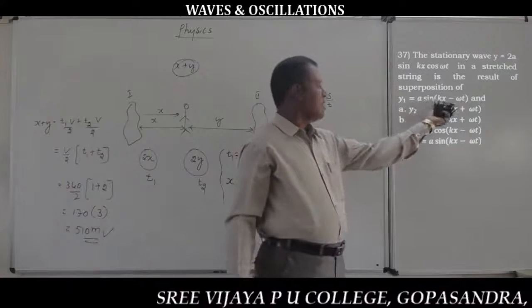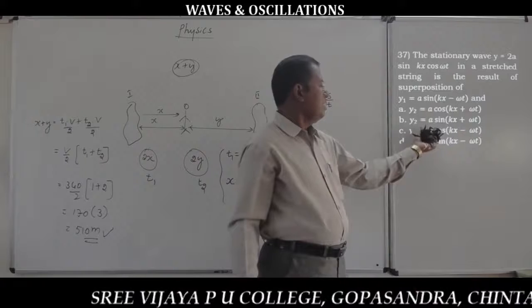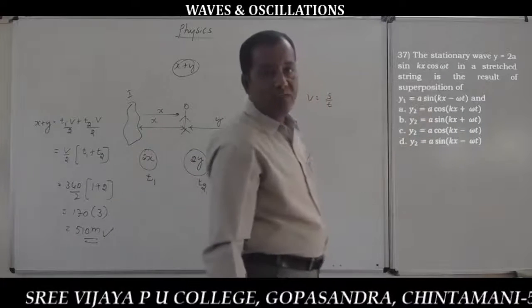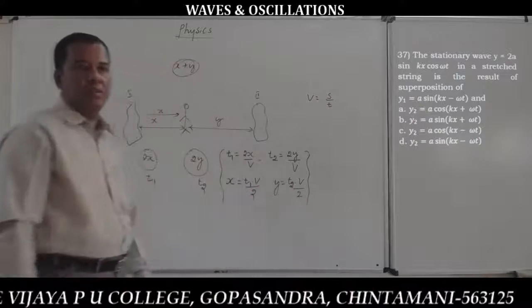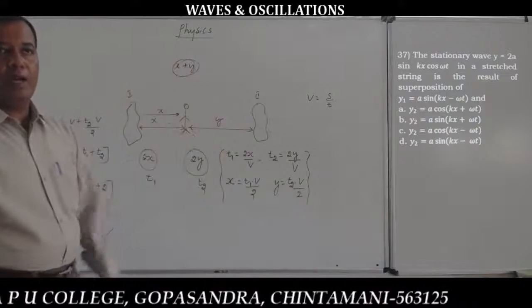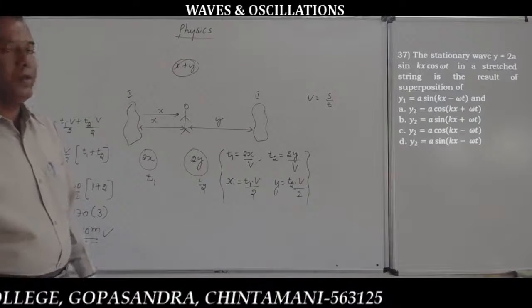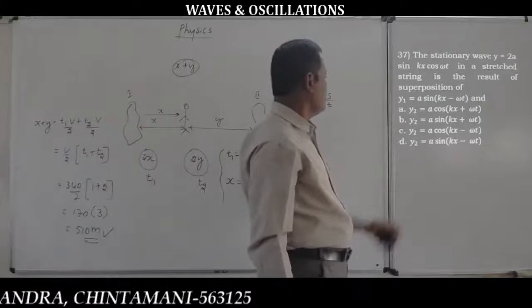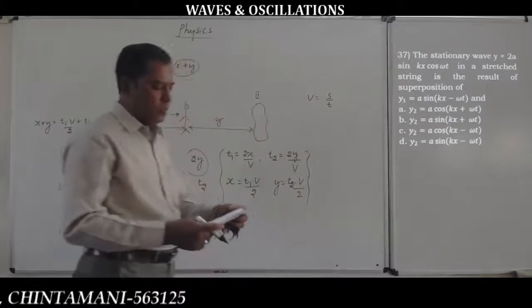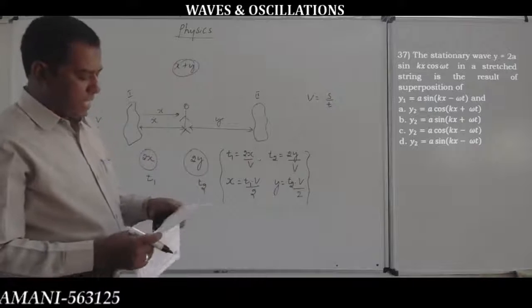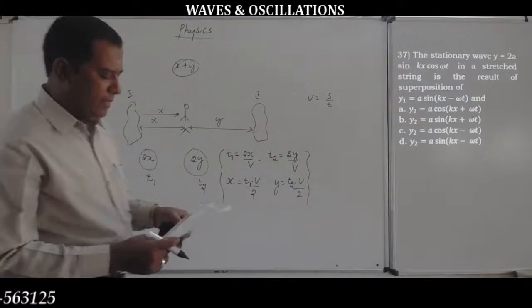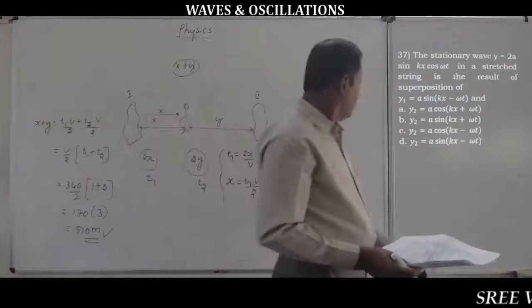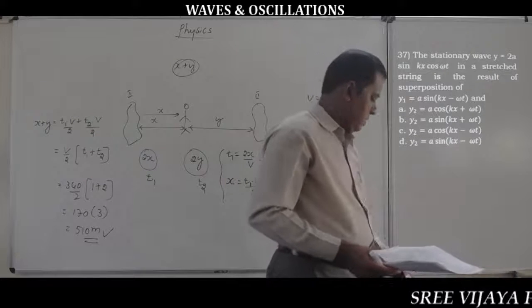One wave is along the positive x-axis, another wave should be along the negative x-axis because there is generation of a stationary wave. For the generation of stationary waves, both waves should be traveling in opposite directions with the same frequency, amplitude and speed. So the correct option for question number 37 is B, that is y2 is equal to a sin(kx plus omega t). So it is option B.